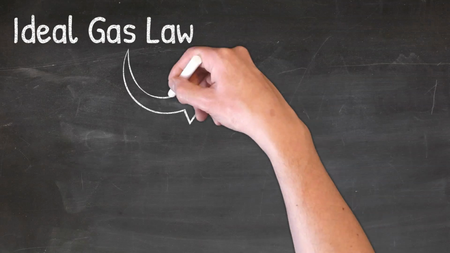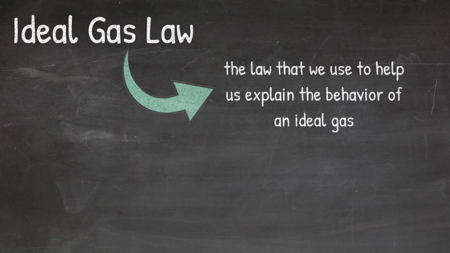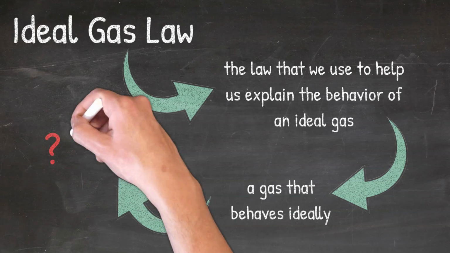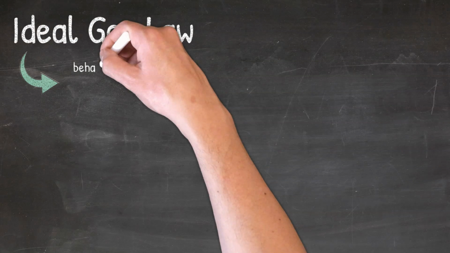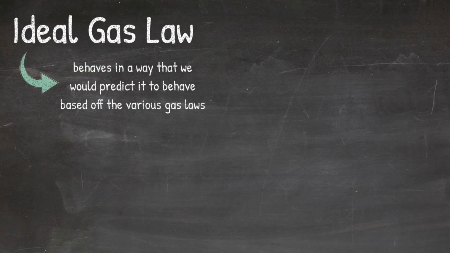The ideal gas law is the law that we use to help us explain the behavior of an ideal gas. An ideal gas is simply a gas that behaves ideally. But what does that really mean? Well, if a gas behaves ideally, then that means it behaves in a way that we would predict it to behave based off the various gas laws.